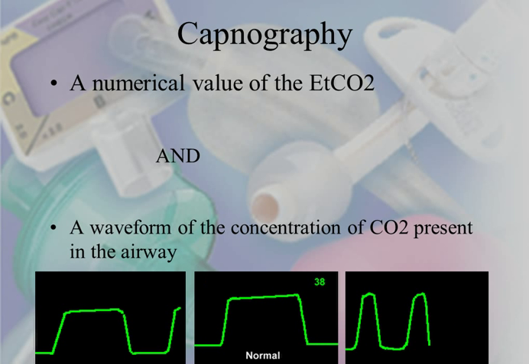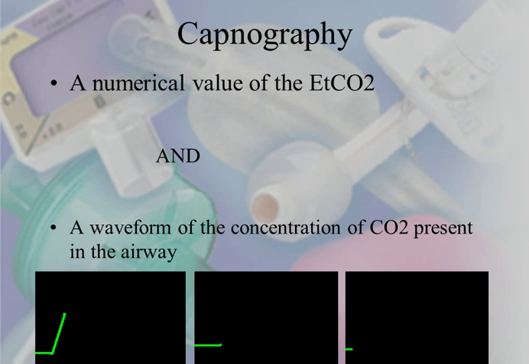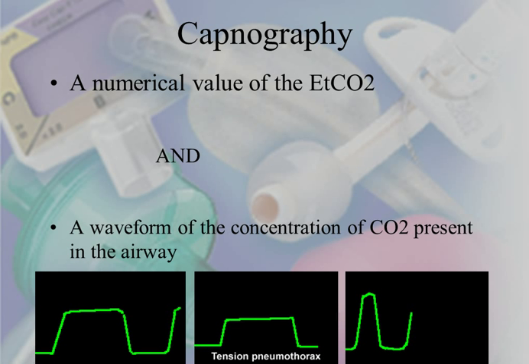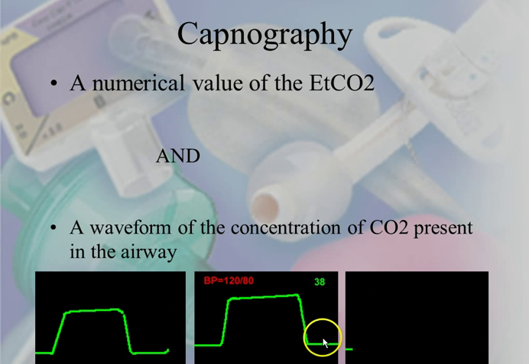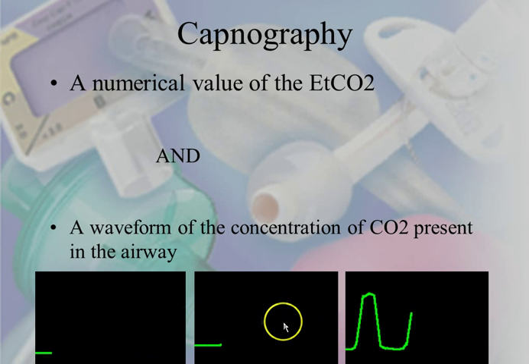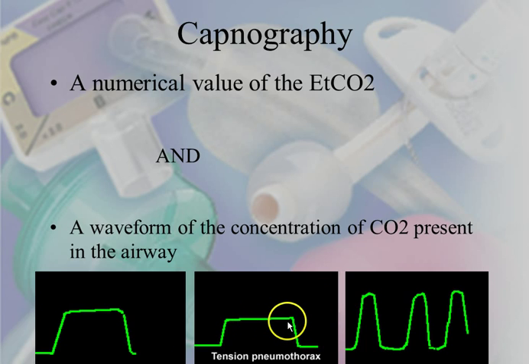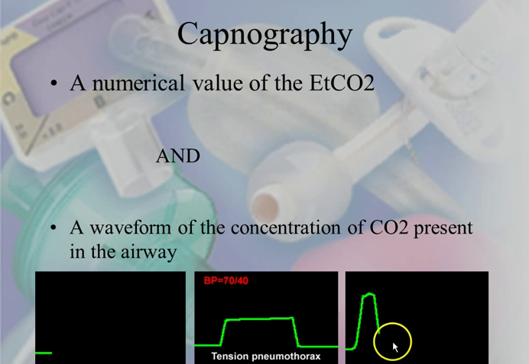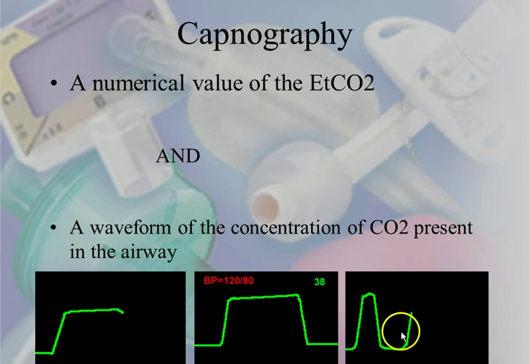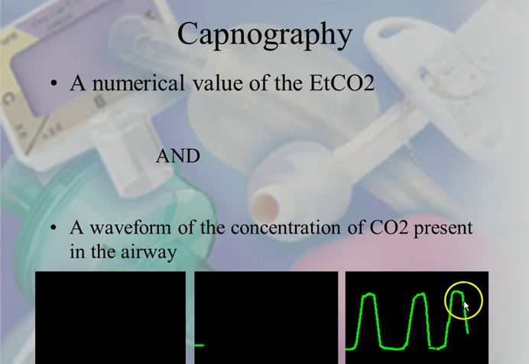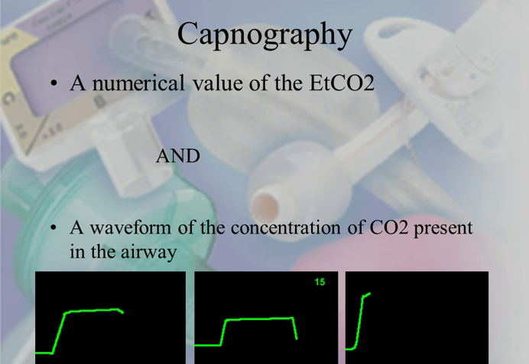So, a numerical value of the end-tidal CO2 and a waveform of the concentration of the carbon dioxide present in the airway. You can see that's a normal capnography right there. This is somebody with a tension pneumo. I'm sorry, with the normal there, and then that's the tension pneumo. And there's somebody that is retaining the carbon dioxide but breathing fairly fast.